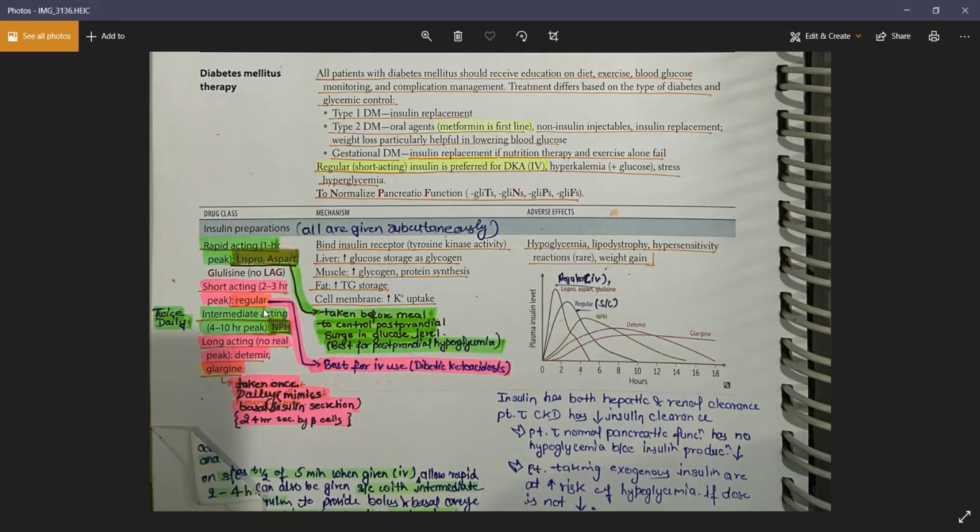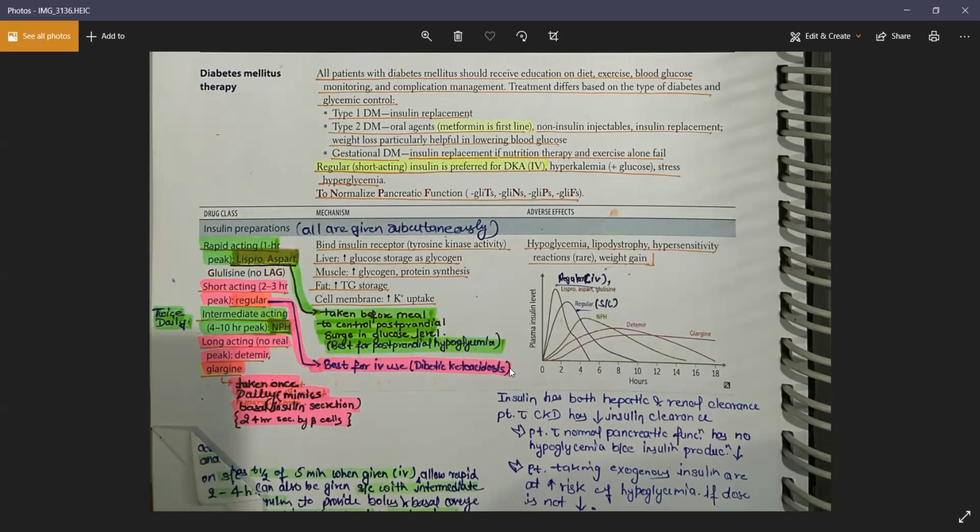Second ones are the short acting ones, which have a peak at about 2 to 3 hours, and it is the insulin regular. You use this regular insulin for diabetic ketoacidosis. Very important. The regular ones are used for diabetic ketoacidosis.